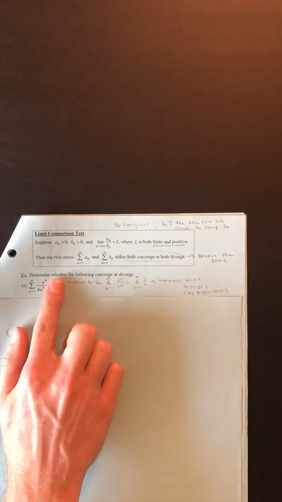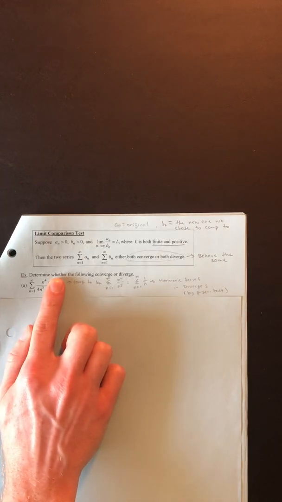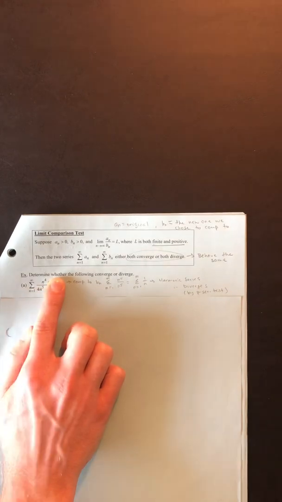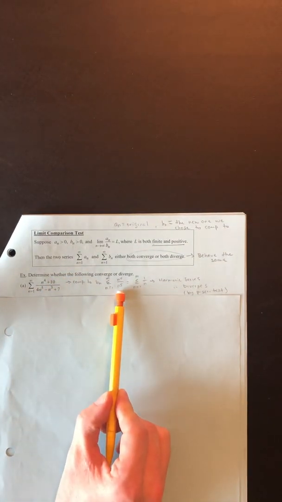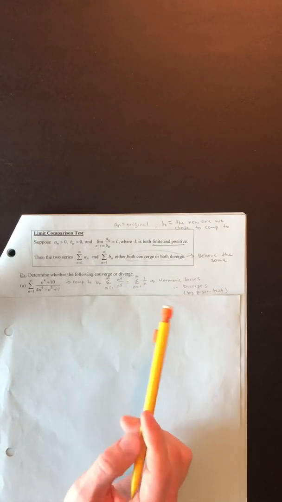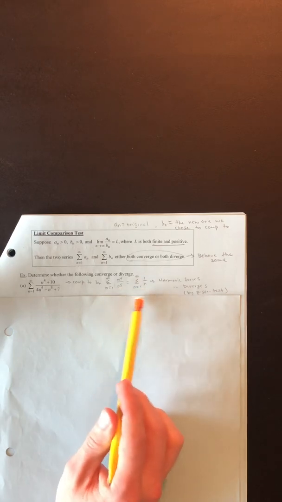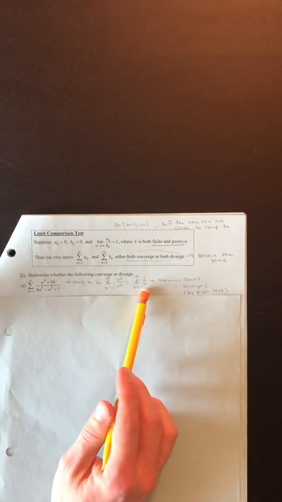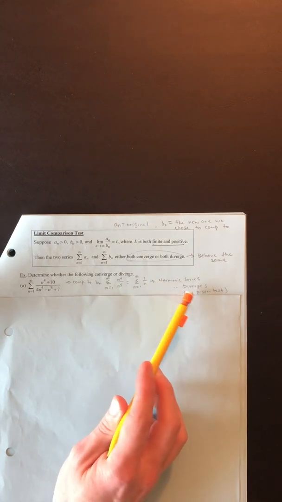So again, find basically the parent function of this original series, which is just n to the fourth. You don't really need the 4. You can put it if you want, but you don't need it. But I'm going to choose to compare this to n to the fourth over n to the fifth, the simplest version of my original. Here, this would reduce to 1 over n. That's the harmonic series, which I know diverges.